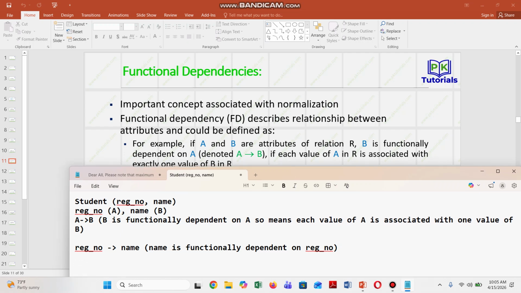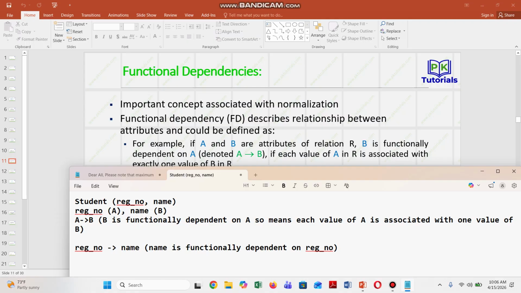For example, if we have registration number 001, the name can be Muhammad Ali. If we have registration number 002, the name can be Muhammad Khan. If we have registration number 003, it will point to only one name. So for each registration number there will only be one name, and we can say name is functionally dependent on registration number.